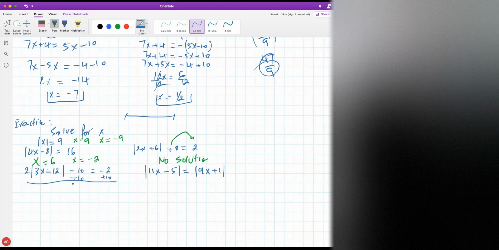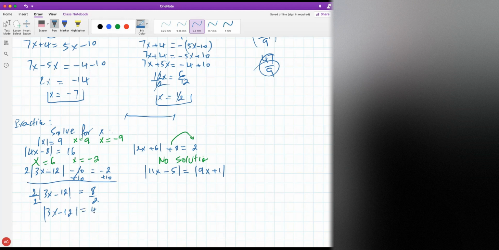Move 10 to it, it's going to be like -5. Then it's going to be like 8. Negative 8. No, positive 8. So the 8s cancel. And so then now divide by 2. Okay, so it's going to be absolute 3x minus 12 equals 4.